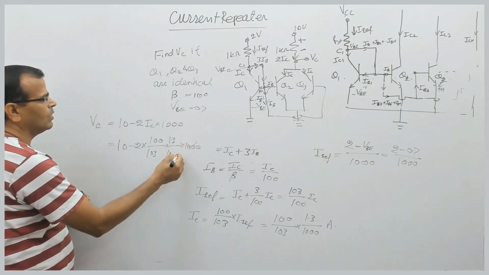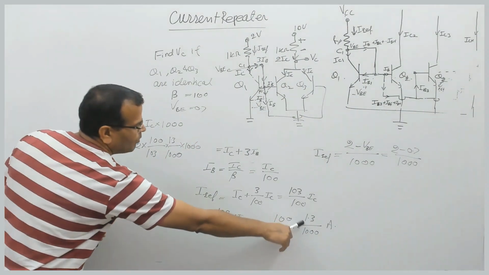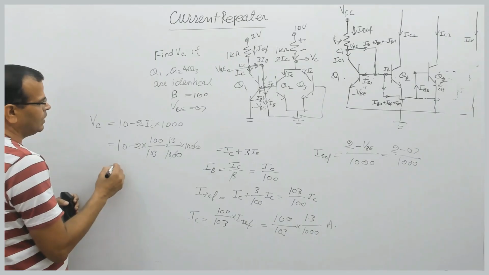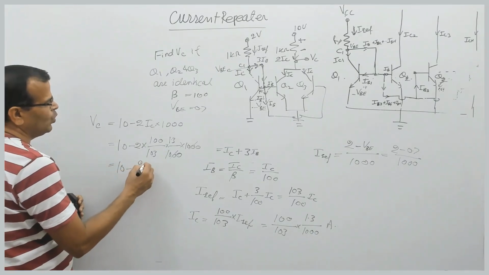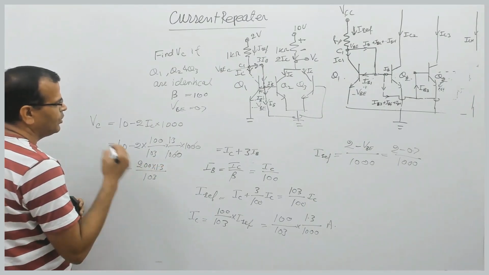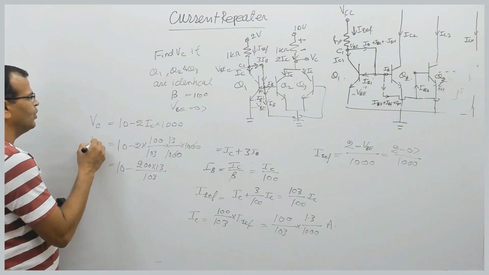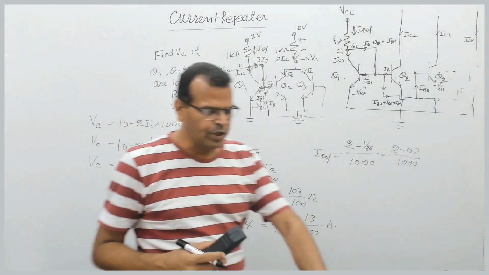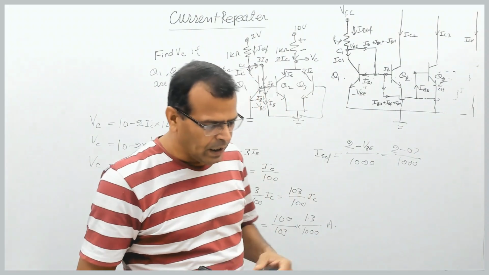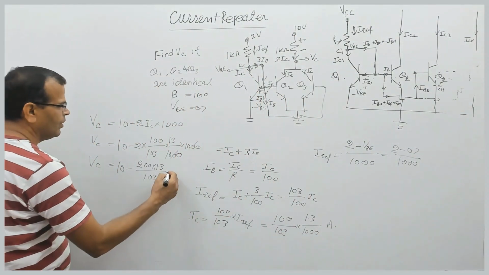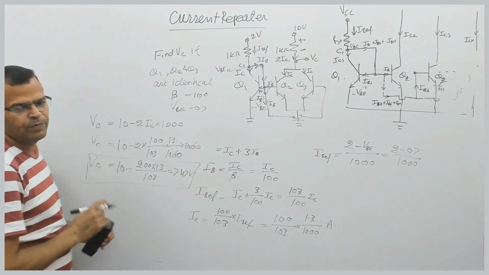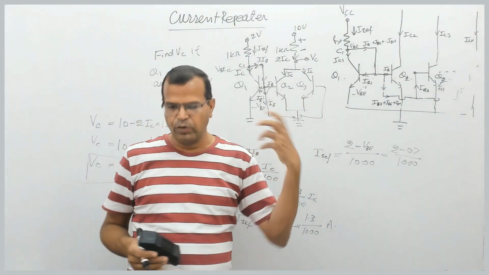This 1000 and 1000 cancel. This is 1.3 by 1000, 1.3 by 1000. This is cancelled. Fine. So this gives 10 minus 200 multiplied by 1.3 divided by 103. That is the voltage VC. And the value of the voltage VC here comes out to be 7.47 volt. So this is 7.47 volt. You can just verify this value. Fine. So that is how the question could be solved.